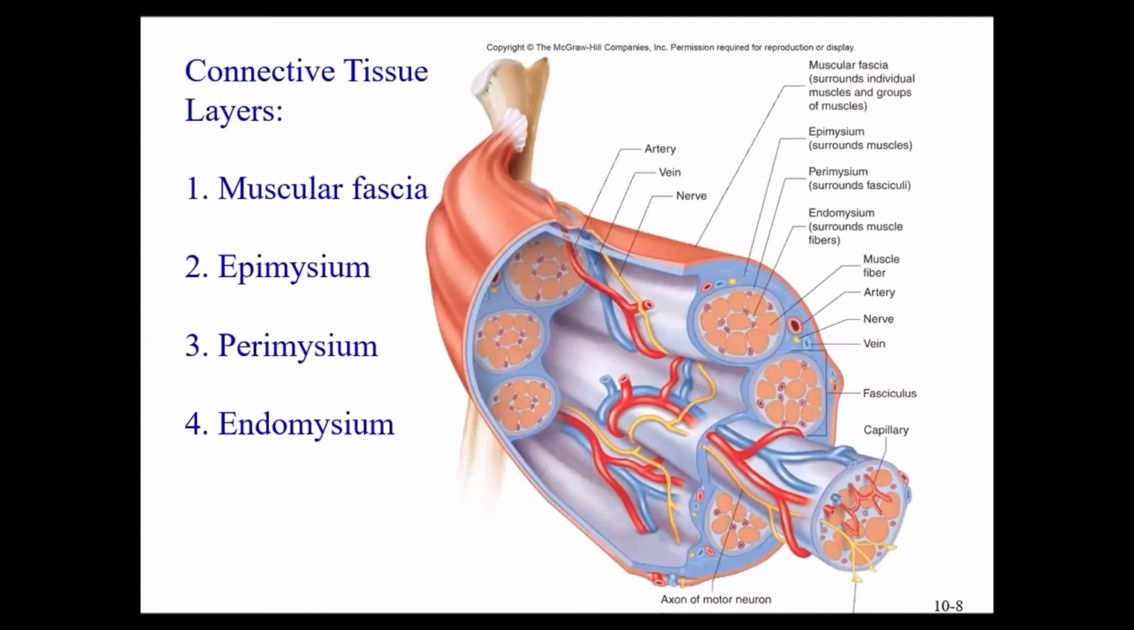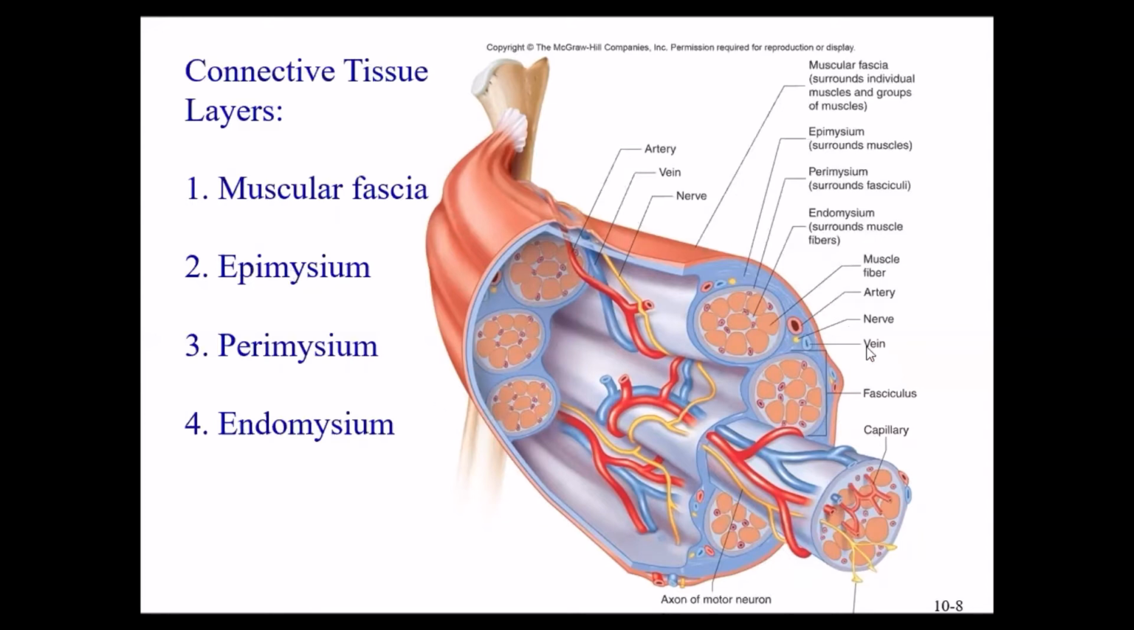Now, if you think about different layers of muscle in general, there's actually 4 main layers of connective tissue that you'll find in the structure of muscle. And so around the outermost portion of the muscle is a connective tissue called muscular fascia. It's surrounding the entire muscle area. And so it's like a layer of connective tissue on the outside of a muscle. You have something called the epimysium, perimysium, and endomysium.